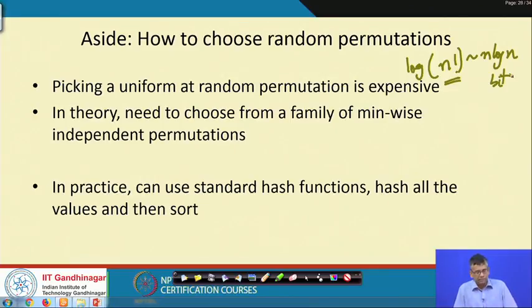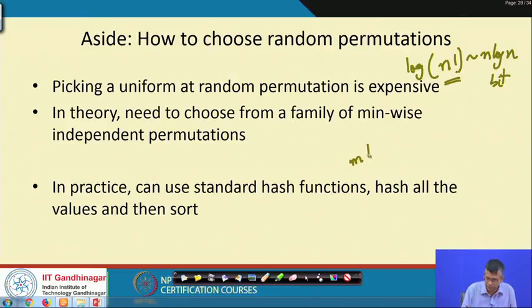In theory, just like we have been defining small families of k wise independent or k universal hash functions, here also you need to define families of min wise independent permutations, approximately min wise independent permutations. So, in practice what we typically do is as follows: you take standard hash functions.